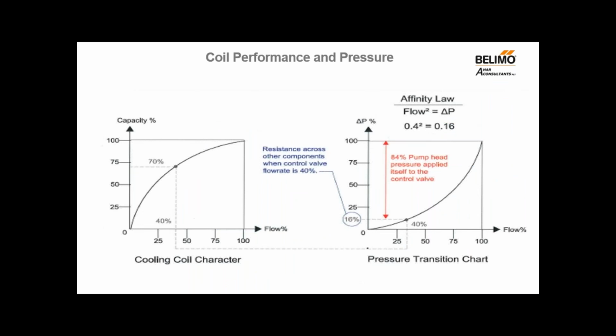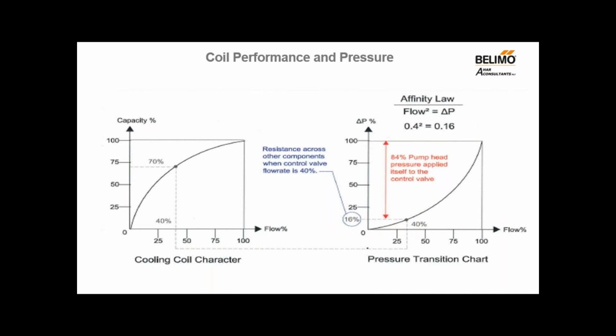These are the characteristic curves for a typical cooling coil. We are looking at, on the left, the capacity versus flow, and on the right, the differential pressure versus flow. When the cooling coil load is 70%, the required flow is 40%. At a flow of 40%, the pressure differential acting across the control valve is 84%, with only 16% left in the system fittings.